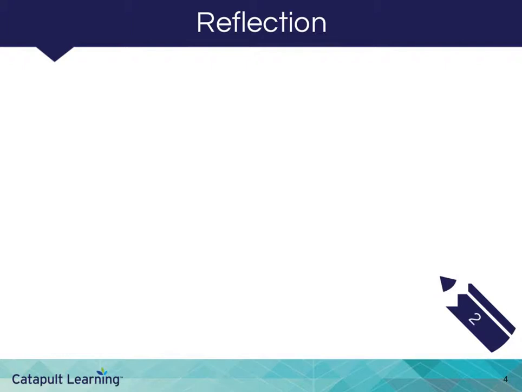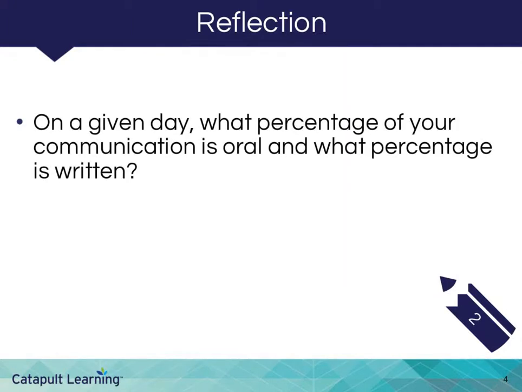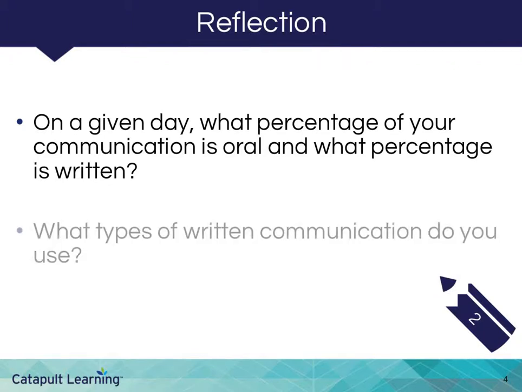Either by yourself or in a group, let's take some time to reflect on how you communicate. On a given day, what percentage of your communication is oral and what percentage is written? What types of written communication do you use? Start at home. How do you communicate with your spouse, children, or loved ones? Do you text and email? Leave notes on the refrigerator door? Or is most of your communication oral?